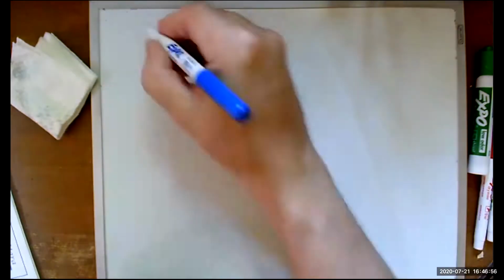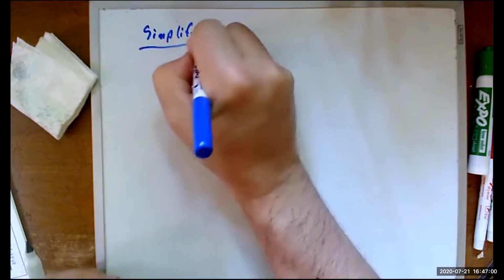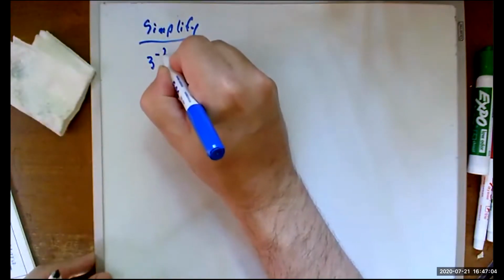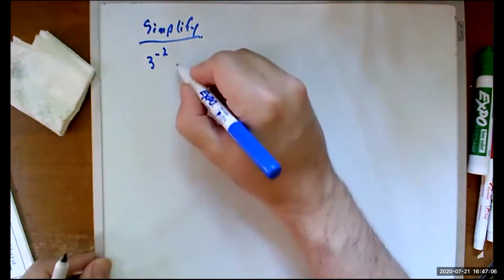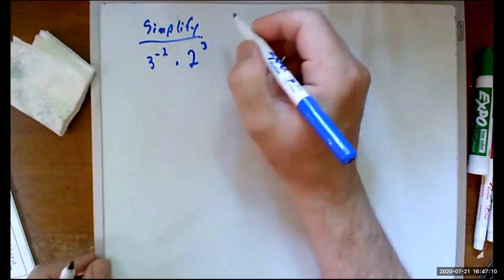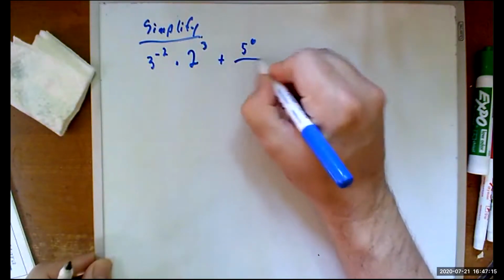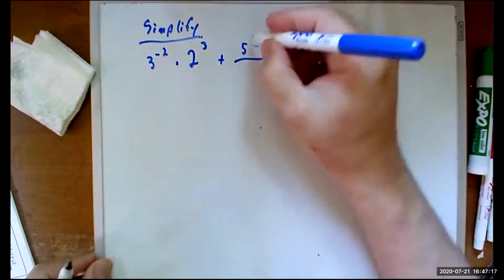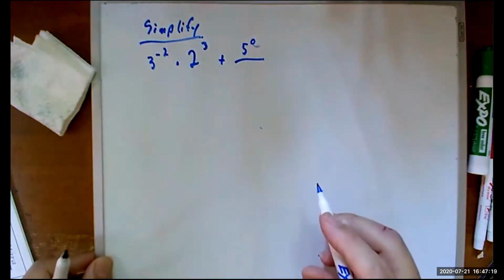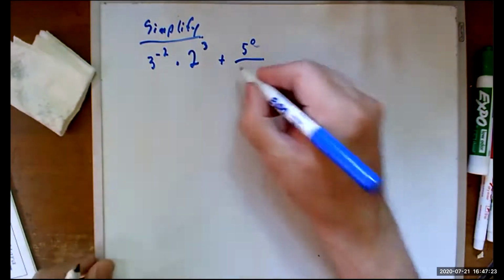So we are being asked to simplify: 3 to the power of -2 times 2 to the power of 3 plus 5 to the power of 0, over 3 to the power of 3.